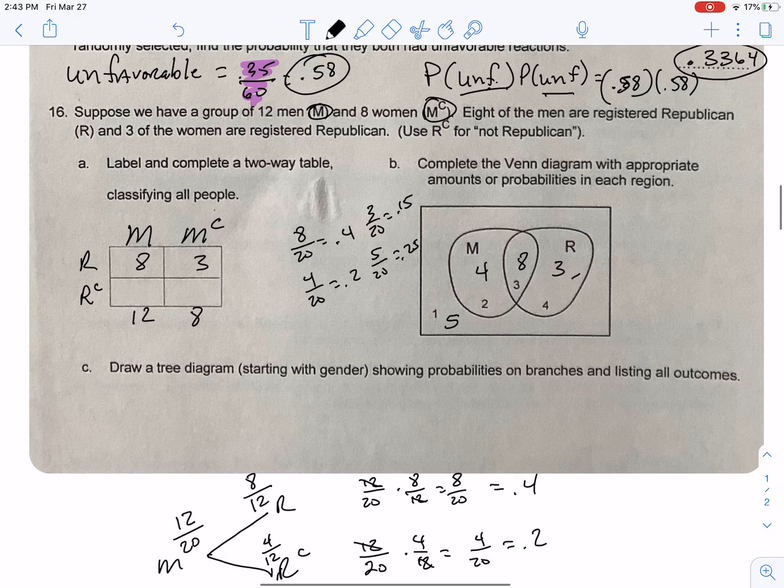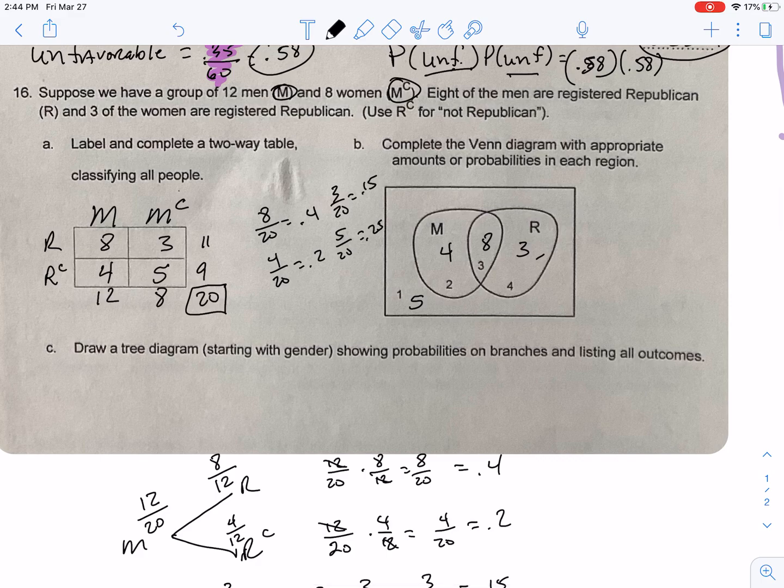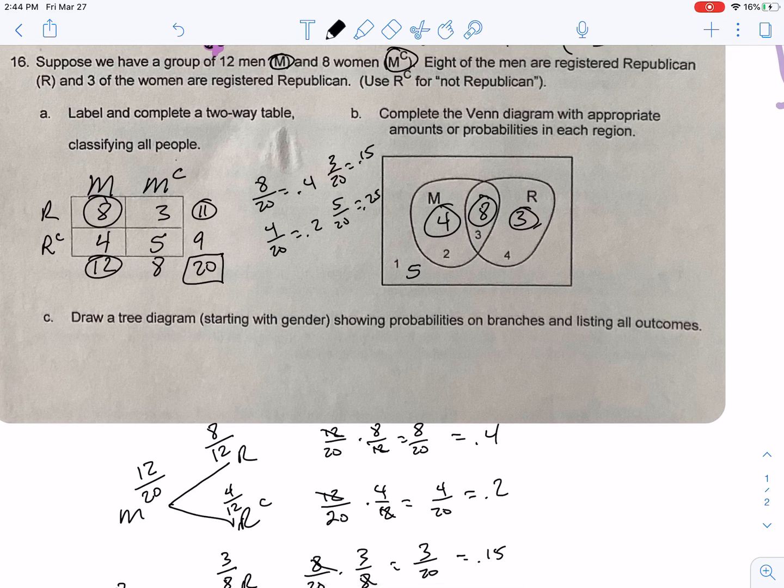Now, on number 16, it gave you the information. You simply just had to fill in the rest of it. So there are 4 here because 8 plus 4 is 12. That means this has to be 5. That means this is 11. This is 9. It adds up to a total of 20. What I did was notice that this is the intersection of male and Republican. That's that right there, 8. I know that 8 plus 4 add up to 12, that's that right there. And then 8 plus 3 add up to 11, which is that right there. Now, once I have filled in all of that, I've also found my probabilities for each one of those 4 sections.